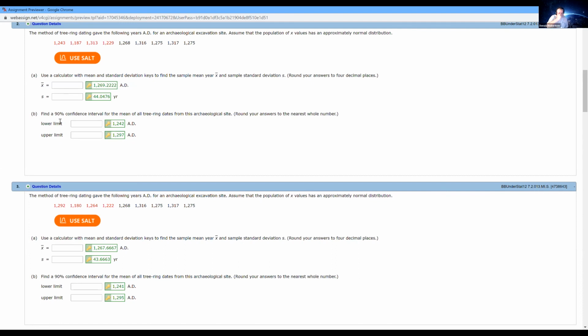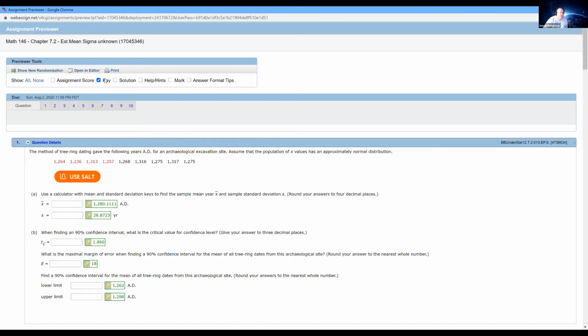Actually, I've got the answers here, which is fine, but you know, that would be the mean, that would be the standard deviation. And then you have the lower and the upper limit, which would be, you know, the interval. The first number is your lower limit, right? And the second number is your upper. And let me get the answers away here.